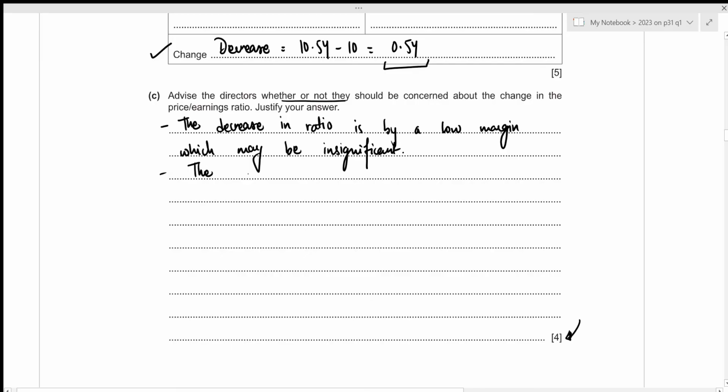The market is less confident in the prospects of the company.